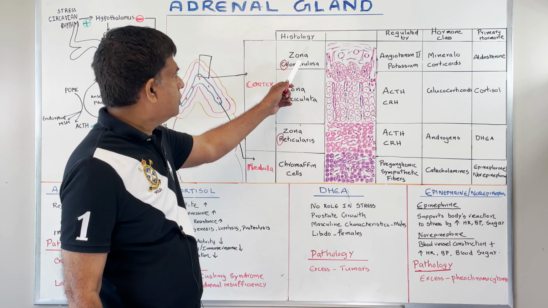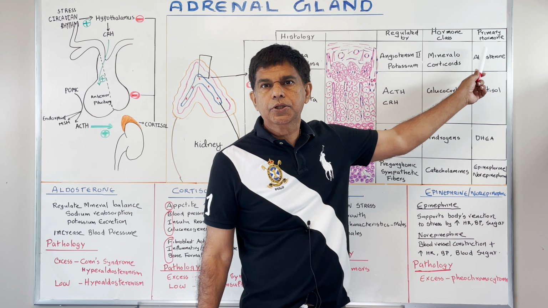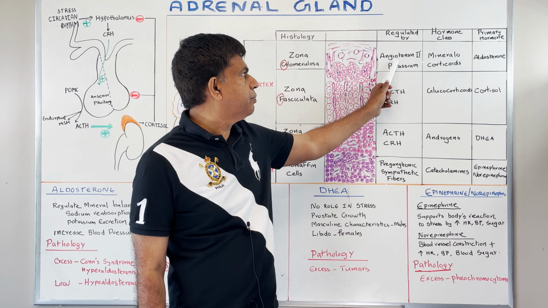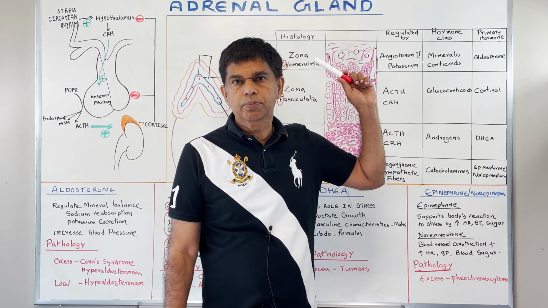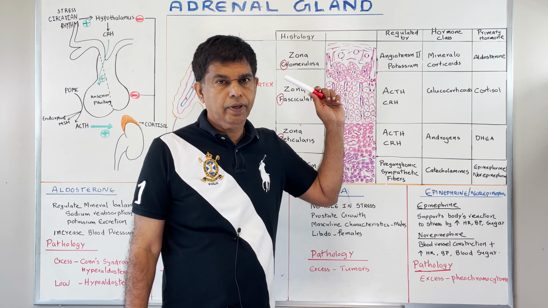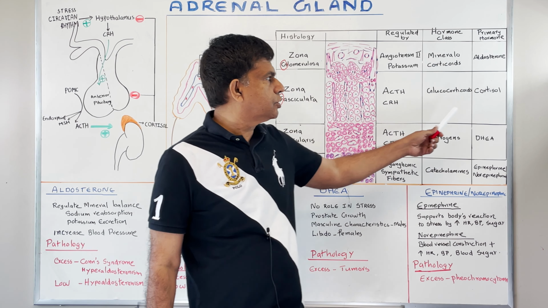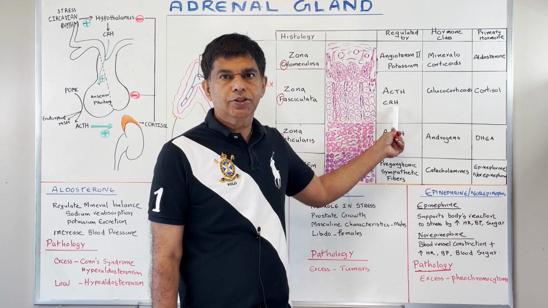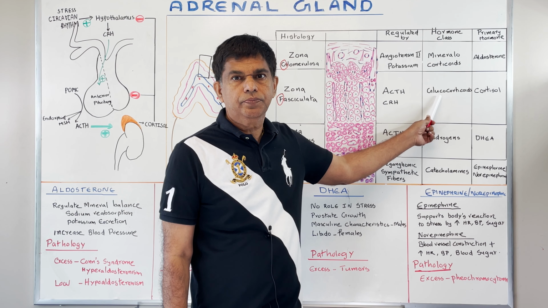Let's start with zona glomerulosa. The main hormone produced is aldosterone. It's regulated by angiotensin 2 and potassium, and the class it belongs to is mineralocorticoids. Now, let's look at zona fasciculata, which produces cortisol, another big hormone. It's regulated by ACTH and CRH, and it belongs to the glucocorticoid class.